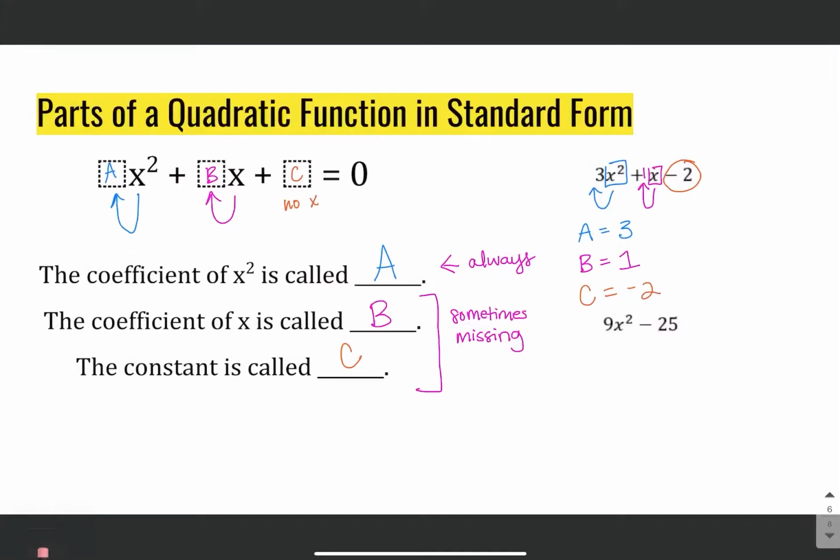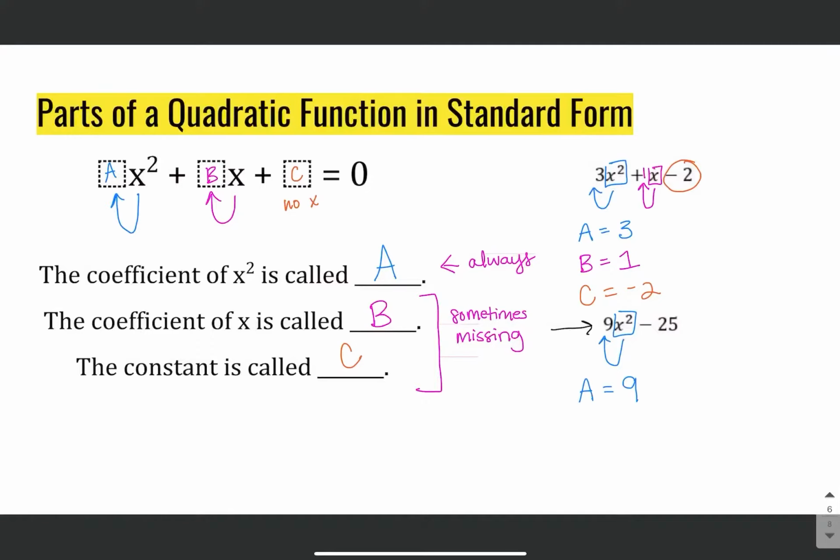All right, let's look at one more with a little bit of variety to it. So remember I said that you will always have an A, but sometimes a B or a C is missing. So looking at this one, something's missing, and that's okay. So let's look at it. First off, let's find our A. Our A is in front of x squared. So here's my x squared. There's my 9. So A is equal to 9.